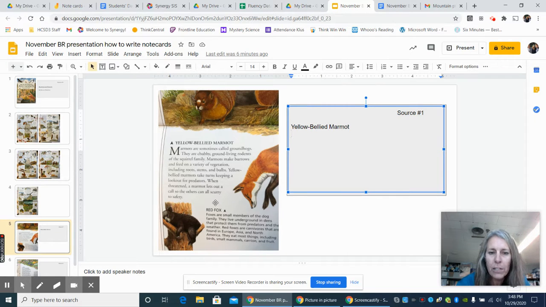Yellow-bellied marmots take turns keeping a lookout for predators. When threatened, a marmot lets out a call so the others can all scurry to safety. That's kind of cool, and there's the picture of it.